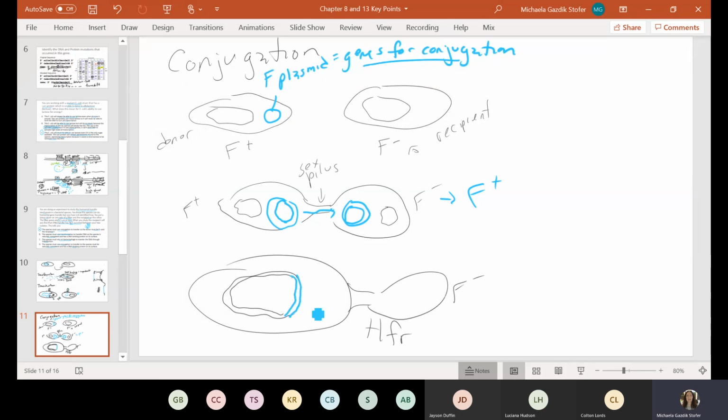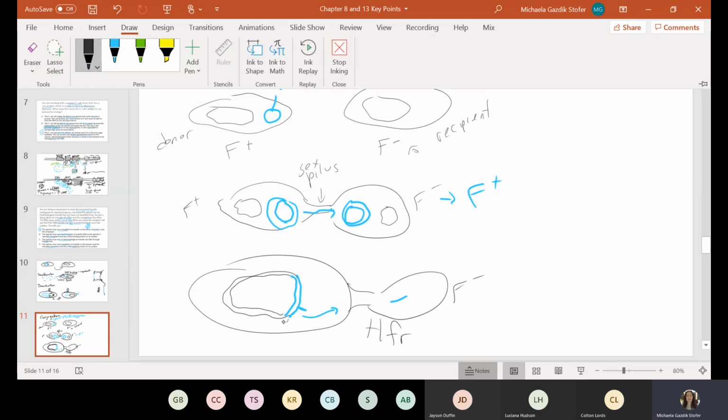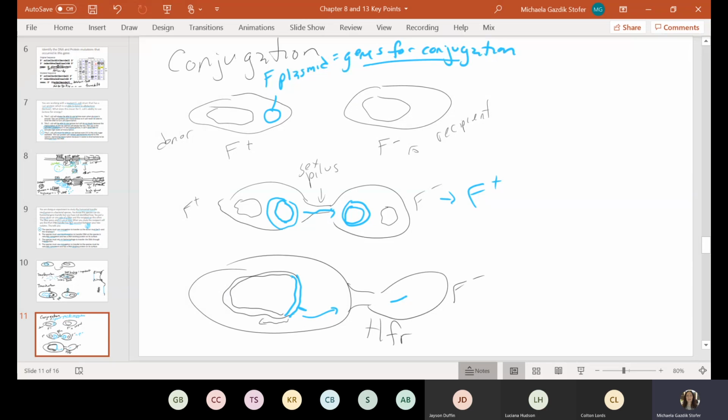Now when we nick this strand and we go to transport it, we're going to get some of that F plasmid, but we're actually going to drag all of the rest of the chromosome along with it. The problem is that's not very stable. Eventually this is going to break and you never actually transfer the whole thing. So the HFR cells are special because you don't just get the F plasmid, you're also going to get whatever extra genes were on that chromosome.